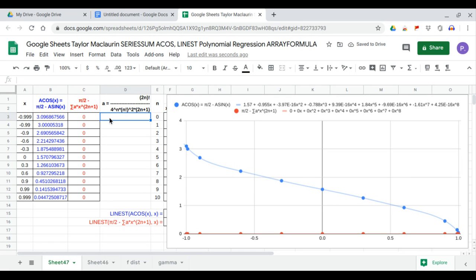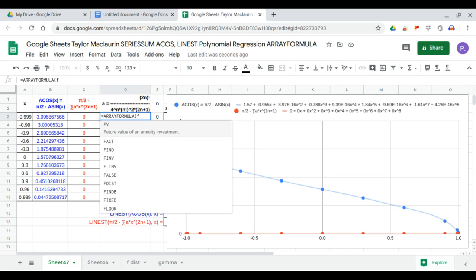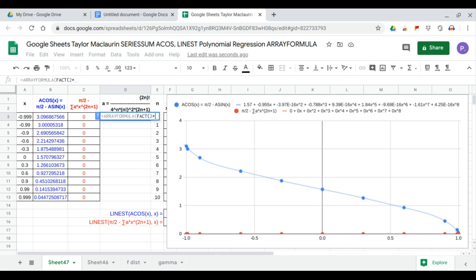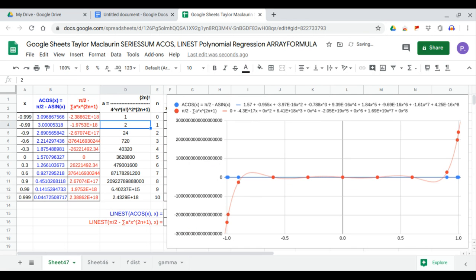Next, we work on the coefficient, which is equal to 2 to the power 2 times n factorial all over 4 to the power n times n factorial squared times 2n plus 1. We begin with the numerator. It is array formula, factorial of 2 times n. So that's the numerator.